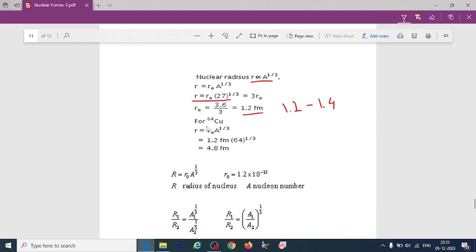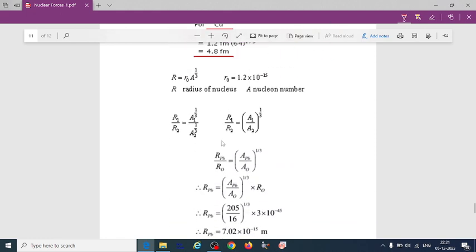Then, for example, if you take copper, its mass number is what? 64. R naught is 1.2. Then what is the radius of copper here? 4.8 for me. And many problems have been asked on the ratios of the radii of two elements. Let us take R1 and R2 as the radii of two given elements. You have to take the ratio of their mass numbers. Then R1 by R2 is what? A1 by A2 to the power 1 divided by 3.